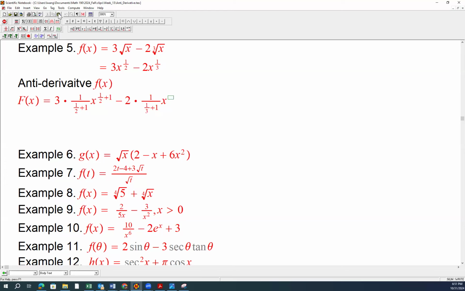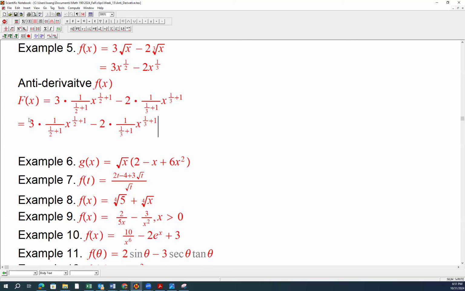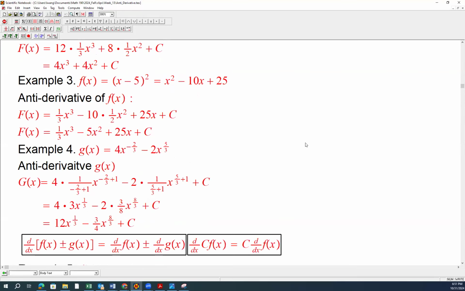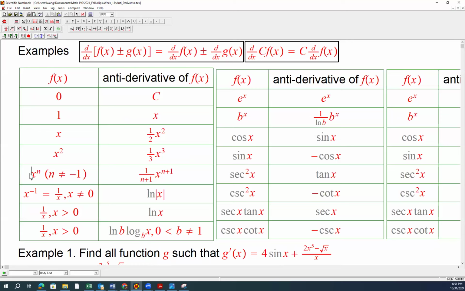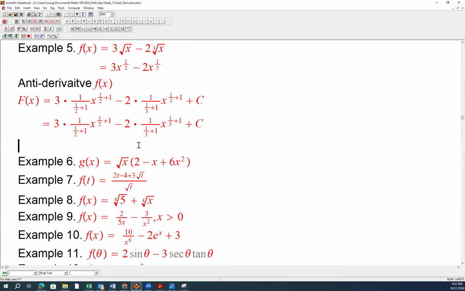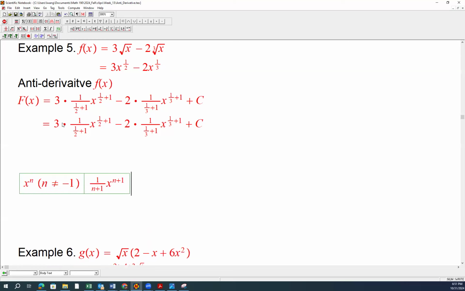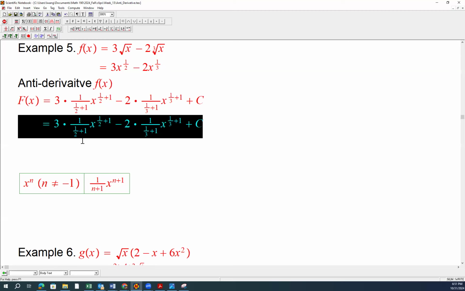So these two are always the same. Notice this number and this number, the power is always the same. And don't forget the constant if you ask for the most general antiderivative. If you don't need the most general, you don't need a constant. We'll encounter that later. So I'm going to bring the formula one more time with us, just for our convenience. I know pretty soon you would not need it.